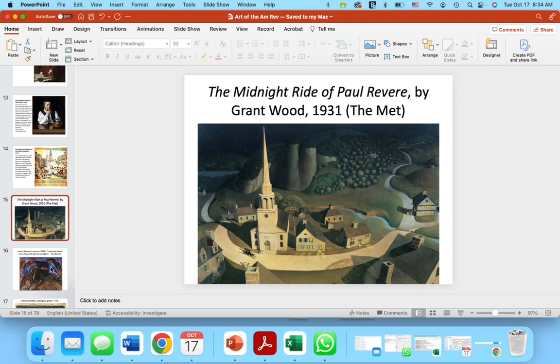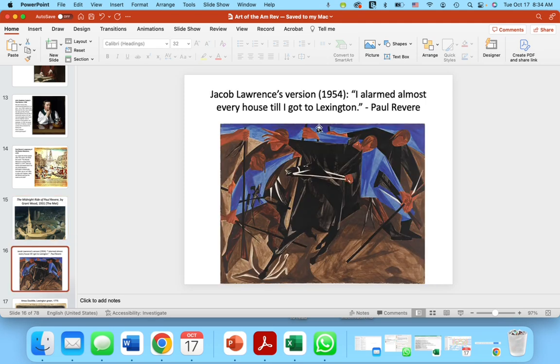Famous American painting. This is another one done much, much later. This is the 1950s by a famous African-American painter I love named Jacob Lawrence. And it's another version of Paul Revere's Ride. Here you see Paul Revere on a horse.